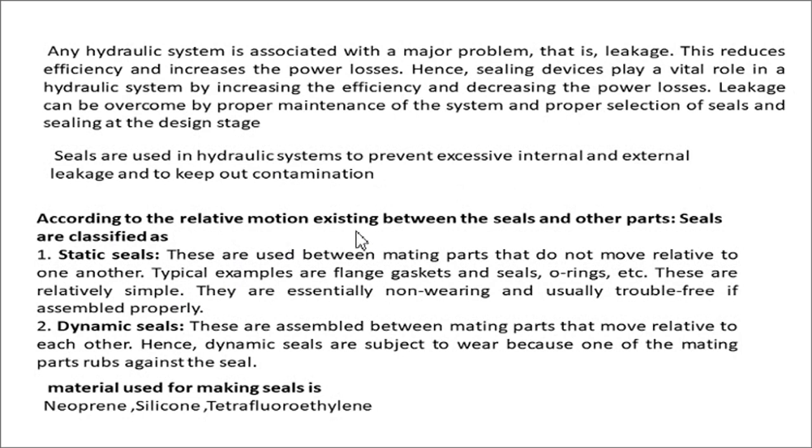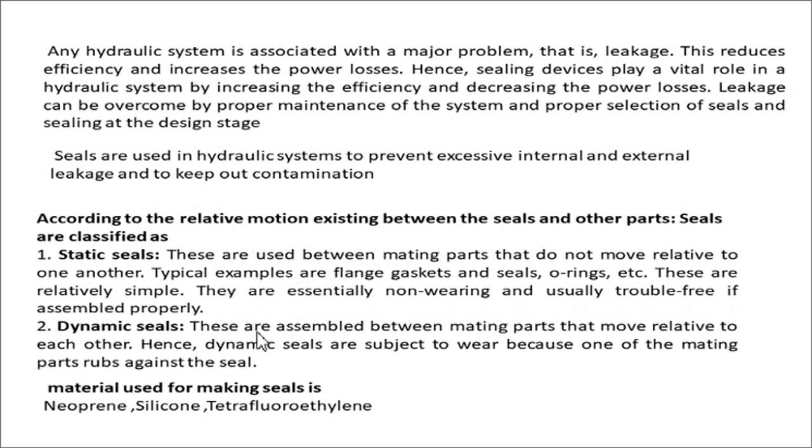According to the relative motion existing between the seals and other parts, seals are classified as static seals and dynamic seals. These seals are usually made of neoprene rubber, silicone or tetrafluoroethylene. Static seals are used between mating parts that do not have relative motion between them. Typical examples are flange gasket seals and O-rings. These are relatively simple, essentially non-wearing, and trouble-free if the assembly is proper.